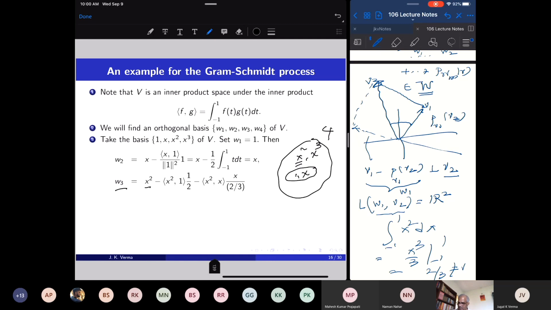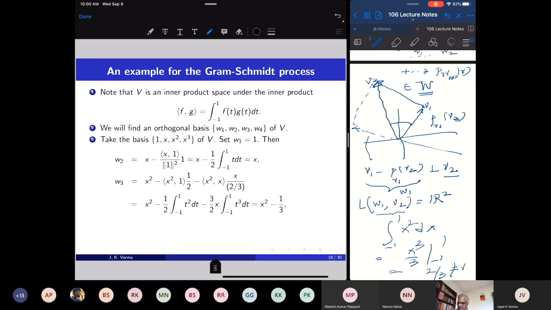From x square subtract this, the projection along 1 of x square, and this, the projection of x square along x. Then substitute the formula for the inner product in terms of the integral, and you will get x square minus 1 over 3.